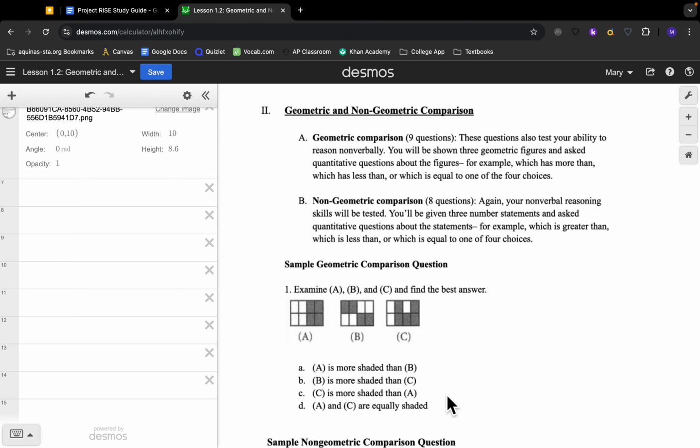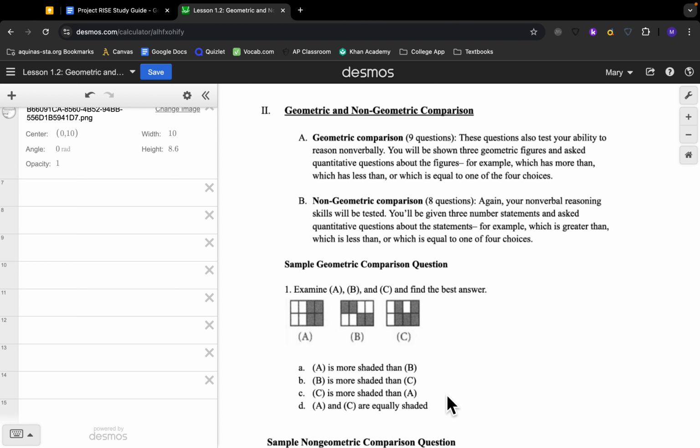Hey guys, welcome to lesson 1.2, and today we will be discussing geometric and non-geometric comparisons. And in total, you will be given 17 questions on this topic. 9 will be geometric comparisons, and 8 of them will be non-geometric comparisons.